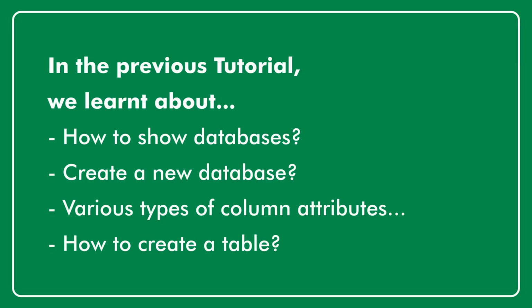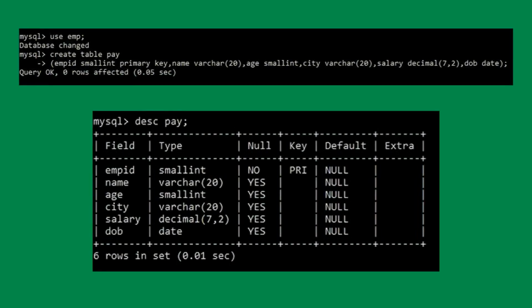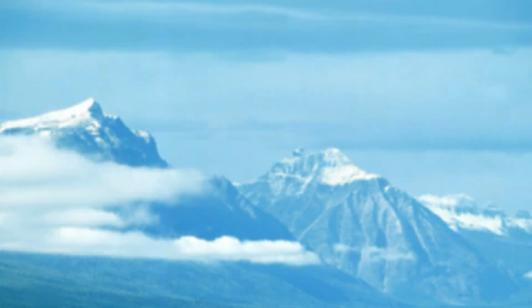In the previous video, we learned about how to show databases, create a new database, various types of column attributes, and finally, how to create a table. We created a new table named Pay in the employee database. In this video, I'll be creating two more tables so that you will be thorough with how to create a table in MySQL. So without wasting much time, let's go to our computer screen.